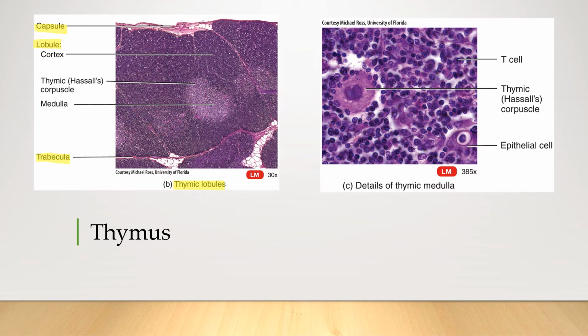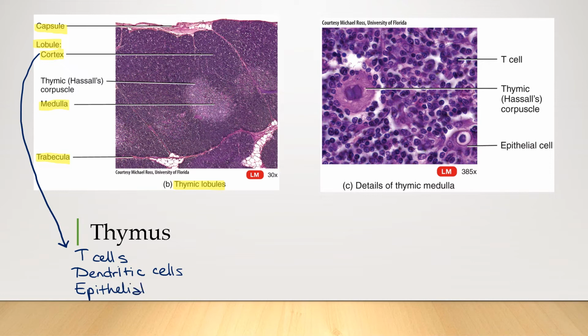Now each lobule consists of a deeply staining outer cortex and a lighter staining central medulla. Now the cortex is composed of a large number of T cells, scattered dendritic cells, epithelial cells, which are specialized epithelial cells, and macrophages.